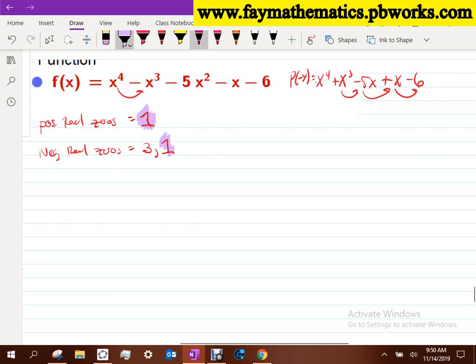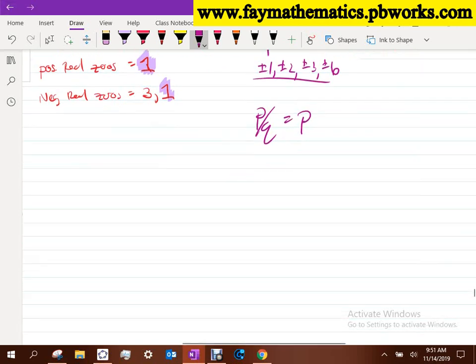This isn't a bad list of P over Qs: plus or minus 1, plus or minus 2, plus or minus 3, plus or minus 6, right? If your leading term A sub n is 1, then your Qs are just 1. So then your list of P over Qs is just equal to your P value list, right? Does that make sense? If that's a 1, so I can trick those, okay?